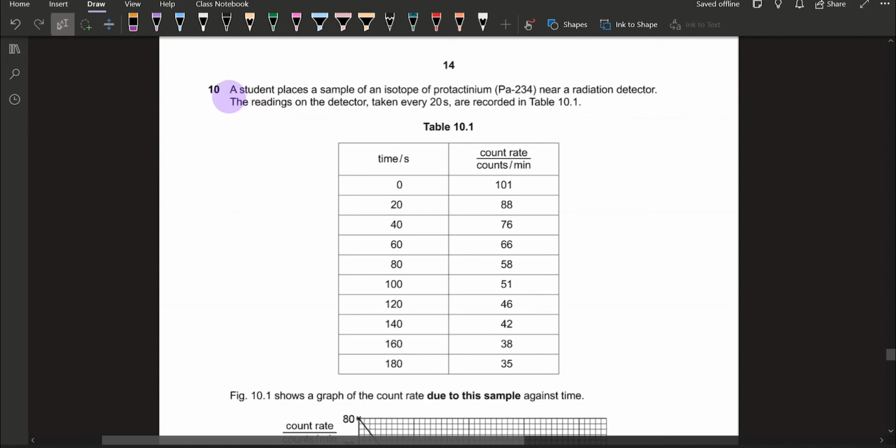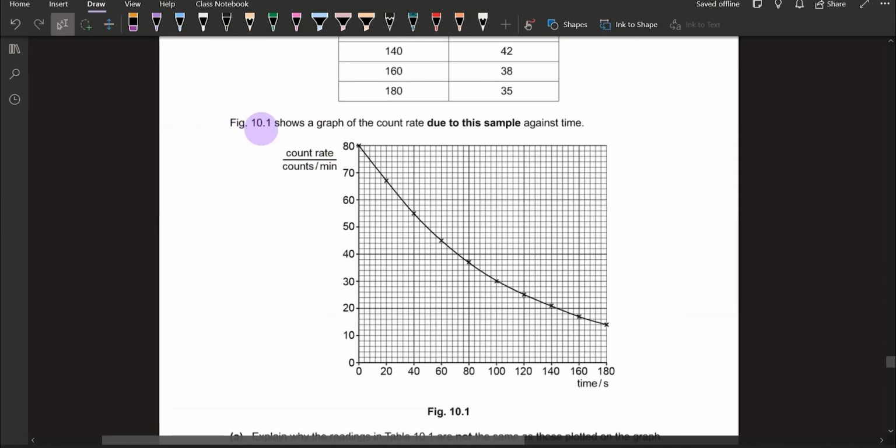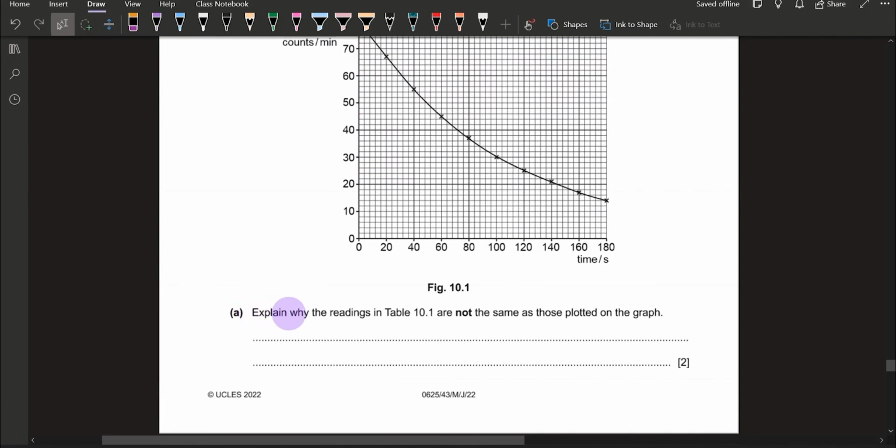Question number 10. A student places a sample of an isotope, Pa-234, near a radiation detector. The readings on the detector taken every 20 seconds are recorded in table 10.1. You can see the table here. Figure 10.1 shows a graph of count rate due to the sample against time. You can see the graph here. Part A says explain why the readings in table 10.1 are not the same as those plotted on the graph.